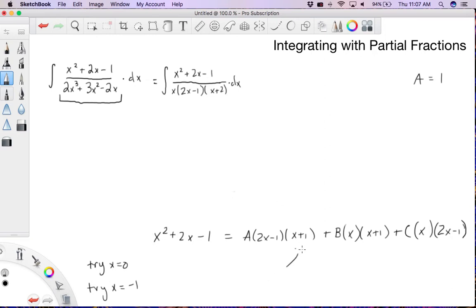If we plug in negative 1, we're going to get 0 here. We're going to get 0 here. So that's going to leave us with only the c coefficient remaining, which will be helpful, right? Okay, so negative 1 squared plus 2 times negative 1 minus 1 is equal to a times 2 times negative 1 minus 1, that's negative 3, times 0, plus b times negative 1 times 0, plus c times negative 1 times negative 3.